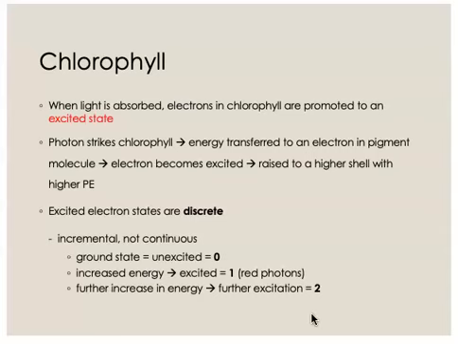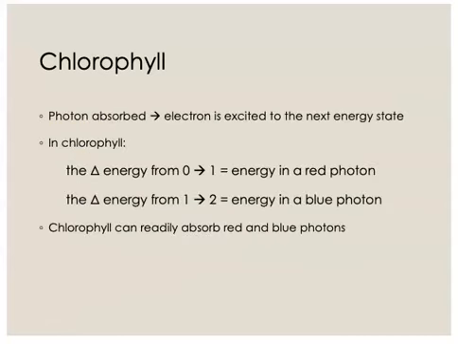It turns out that the red photons inside sunlight have enough energy in them to excite the electrons in chlorophyll to that number 1 level, whereas the photons in blue are able to excite the electrons even more, up to the number 2 level. So when a photon of light is absorbed, the electron gets excited to that next energy state, if you will.